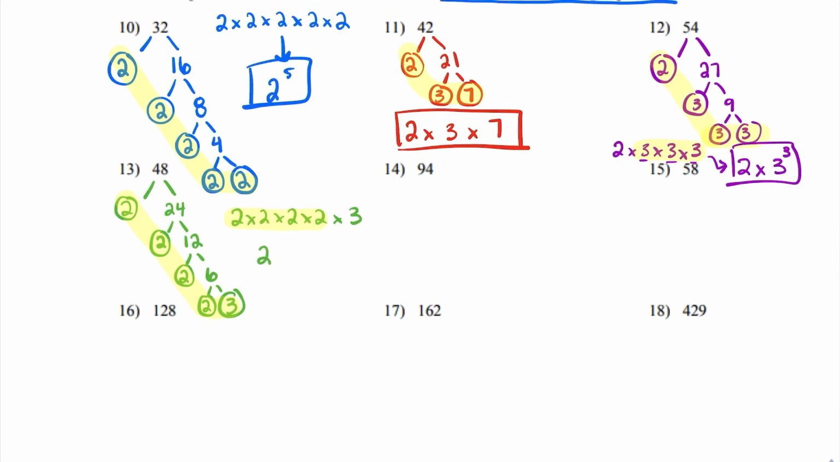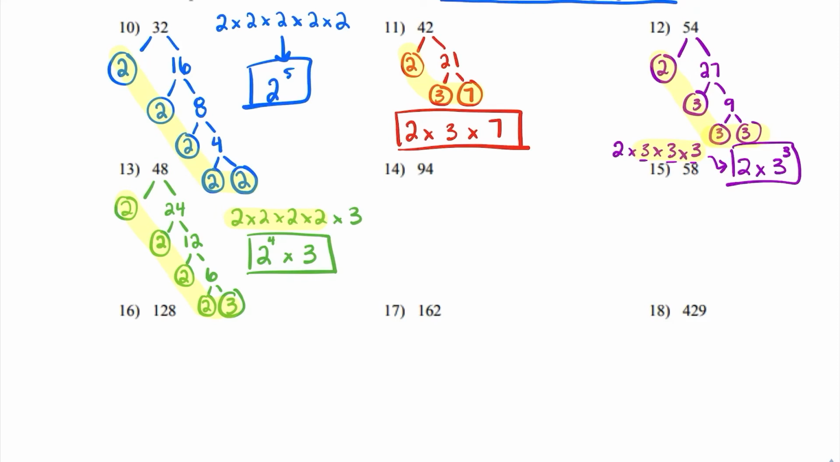So how do I rewrite that as an exponent? Well, you're going to take the number 2 and you're going to raise it to the 4th power. And then we're just going to bring the times 3 down here. So we have 2 to the 4th power times 3. And that is your final answer.